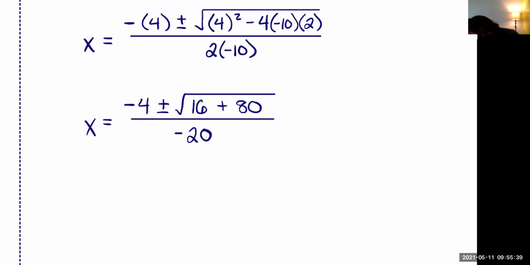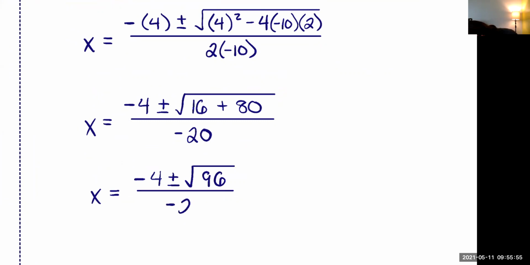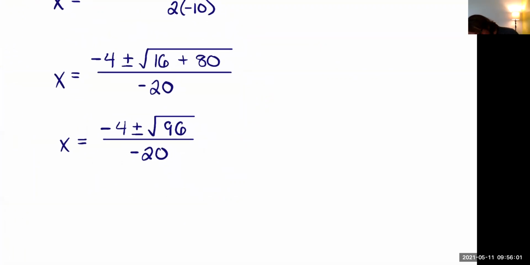Still have some simplifying we can do inside that square root. So I'm going to get x equals negative 4 plus or minus the square root of what? 96. Because I can't use my calculator until there's just one value inside. So negative 4 plus or minus the square root of 96 all over negative 20. And then at this point, we say, okay, calculator, help me out.